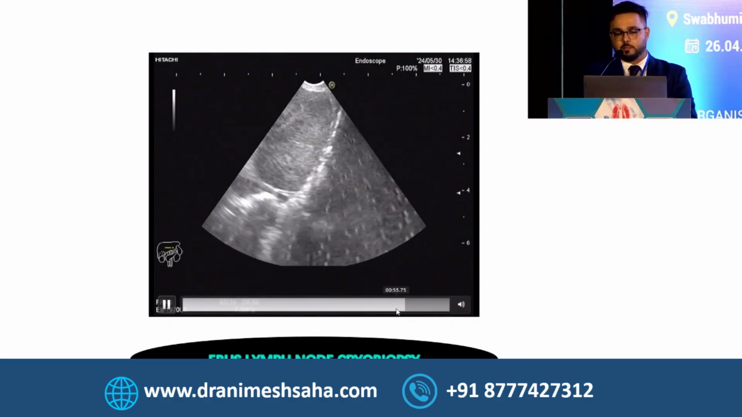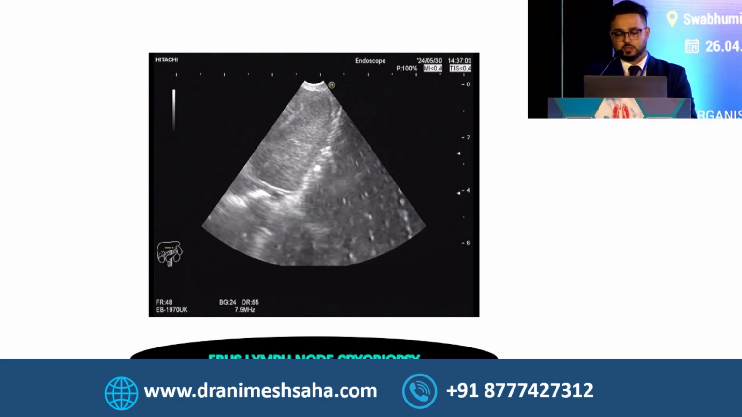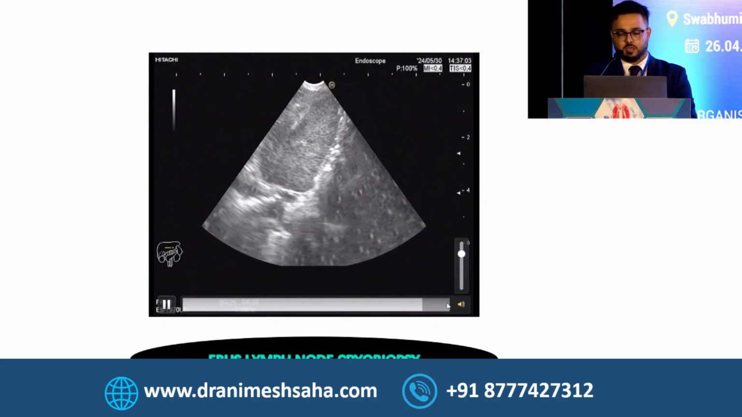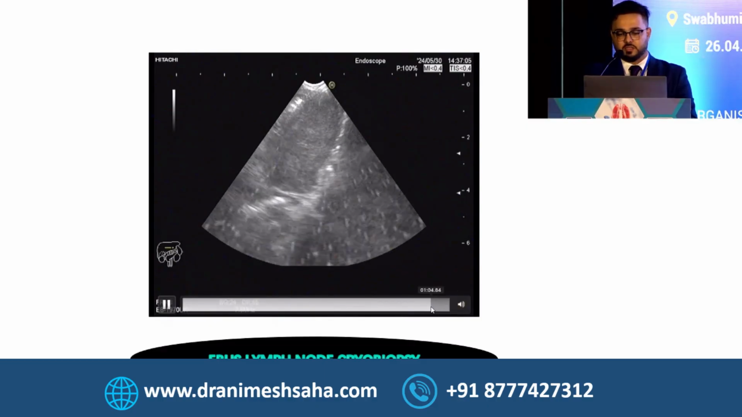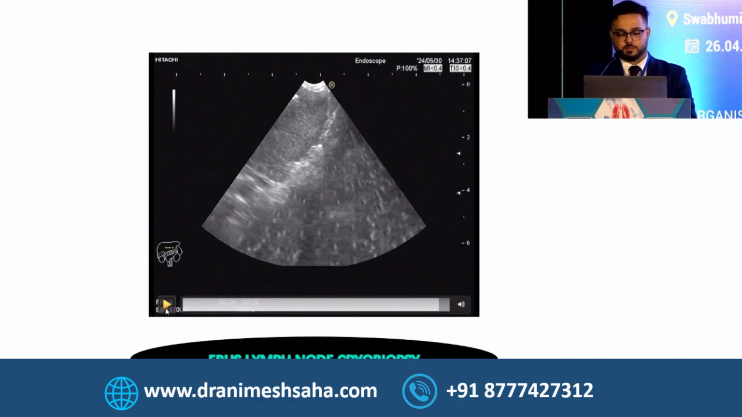Again, for taking the second pass, we have first localized the sample. That is, the EBUS lymph node has been localized, and thereafter the cryoprobe has been introduced.